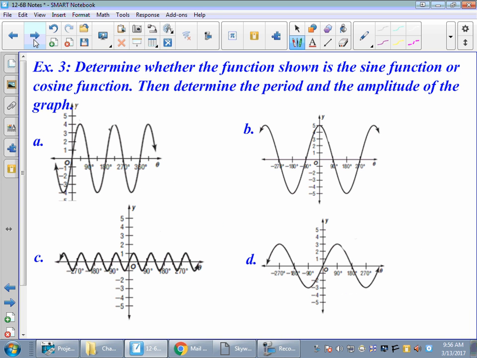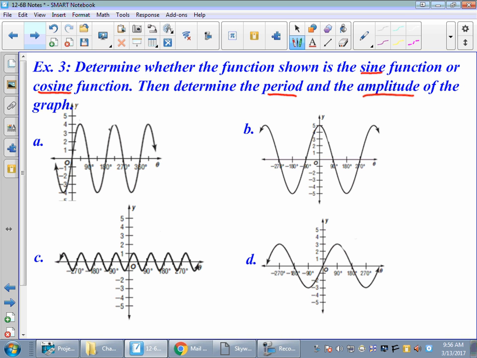So just to practice amplitude, we're going to practice a couple different things here actually. We're going to bring it all together. We're going to determine if it's sine or cosine based on whether it peaks and valleys, or if it starts at a peak or a valley. We're going to determine the period and the amplitude of each. So these are all different sine and cosine curves that they messed with.